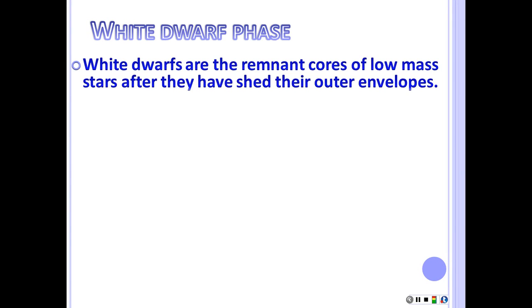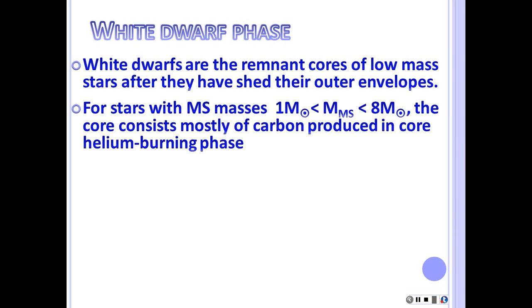Okay, so basically what you've got is you've made a carbon core. It is degenerate. It never ignites. And you've lost most of the mass from the outer part of the star because it's been pulsating and losing mass over the course of the AGB phase. And so now we're just left with that remnant core. And so for stars that are above about 1 solar mass but less than about 8, we get this carbon that's produced in the core from helium burning.